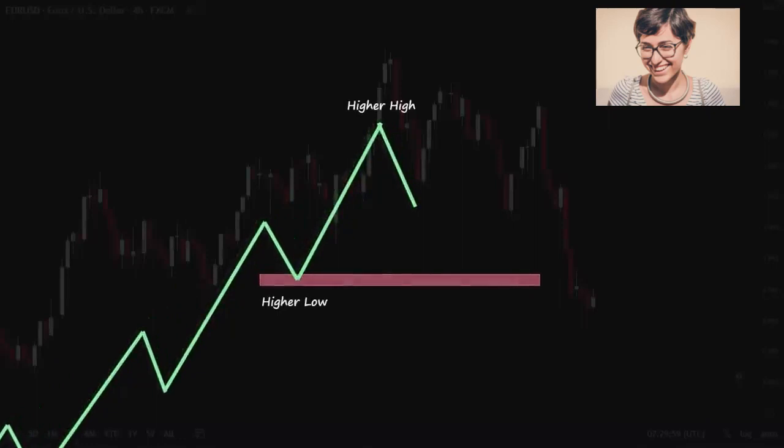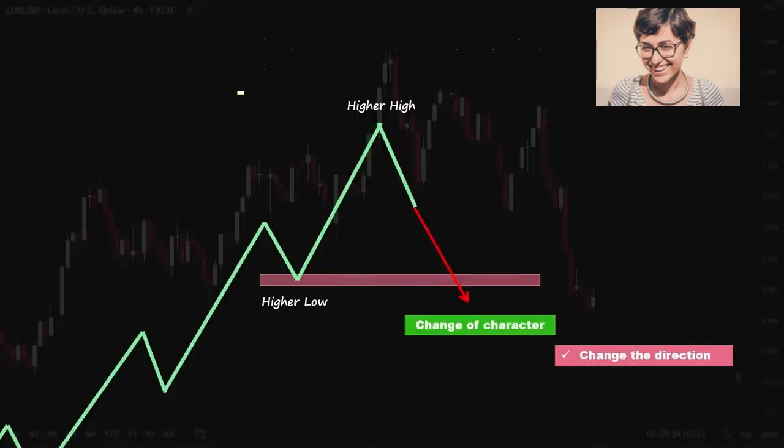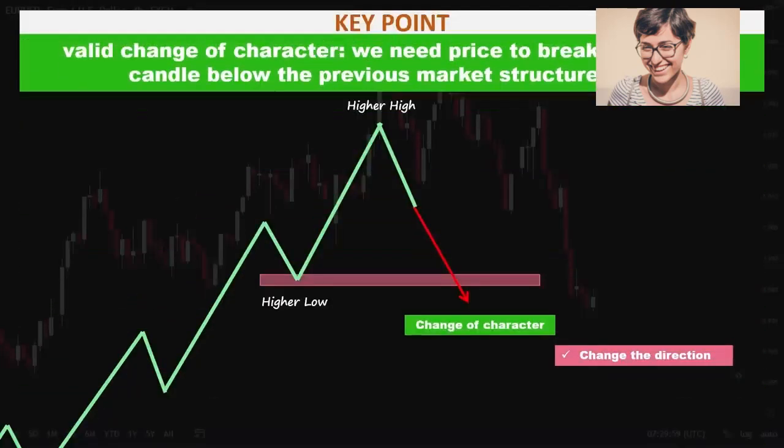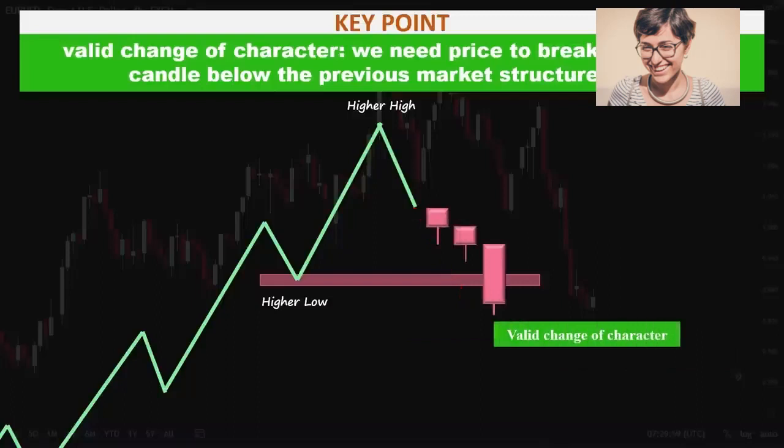The key point is, for having a valid change of character, we need price to break and close a candle below the previous market structure level. If price breaks the most recent structure with a shadow and closes into the most recent structure's range, then our change of character is invalid. The same concept applies to the bearish scenario, but there is a pro tip that you always need to remember.